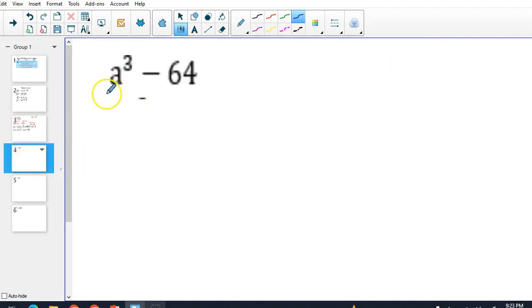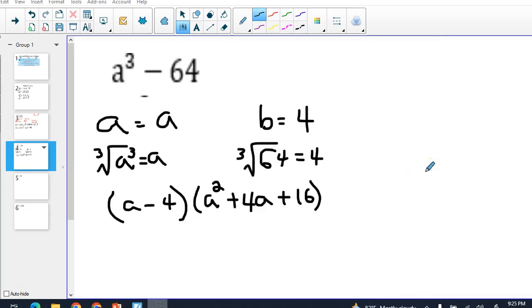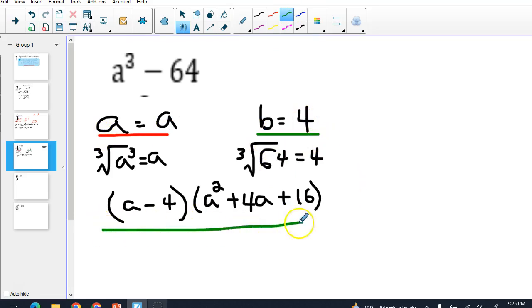This one's going to be a difference of cubes. I want you guys to give this a go at home. Give you a second to pause the video here, and I'll give you the results. Alright, hopefully everyone got a chance to give this a go. All we do is figure out what our a and our b are. Cubic root of a cubed is a, so our a value is going to be a. Cubic root of 64 is 4, so our b value is going to be 4. Plug in our a and b values and simplify to get the following.